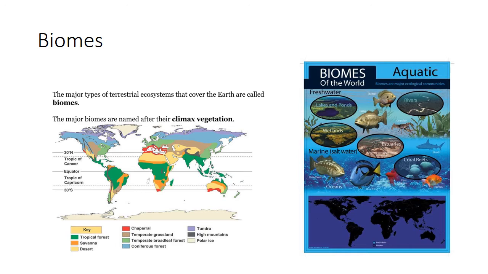Tundra, it's characterized, we'll take a closer look at it in the next slide. Then coniferous forest, temperate broadleaf forest, temperate grassland, chaparral, desert, savanna, tropical forest. And so these are terrestrial biomes from the pole to the equator. And aquatic biomes are characterized by the type of water where they are: freshwater lakes, ponds, rivers, estuaries, wetlands, and marine or saltwater biomes in the ocean.